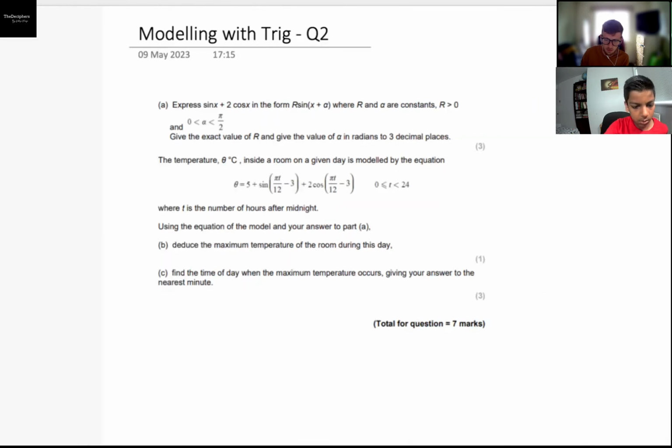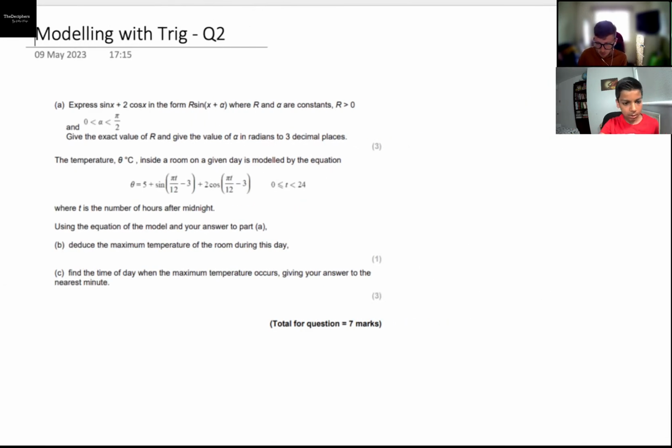Then next question. Modelling with Trig, question 2. For part A it says: express sine x plus 2 cos x in the form r sine of x plus a, where r and a are constants, where r is more than 0 and a is between 0 and pi over 2. Give the exact value of r and give the value of a in radians to 3 decimal places.